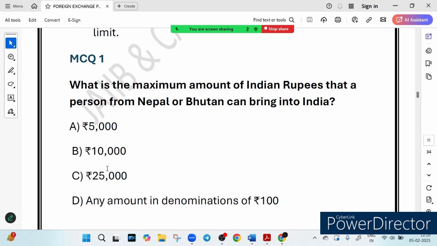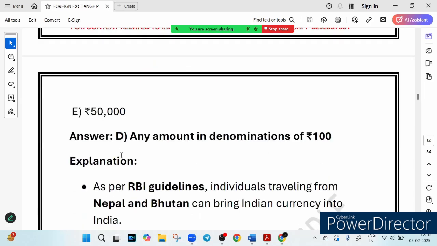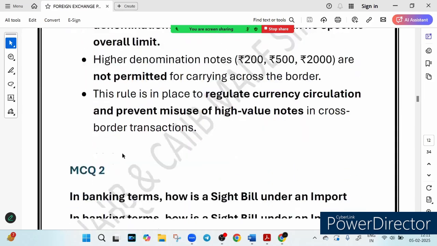Yes, correct. According to the RBI guidelines, people traveling from Nepal and Bhutan can bring Indian rupees into India without a specific overall limit, but it should be only in denominations of 100 rupees. Higher denomination notes like 200, 500 or 2000 are not allowed. Right. So this helps regulate currency movement and prevent misuse of large denominations in cross-border transactions. Right, that is the point. And option E says 50,000. This is also wrong.